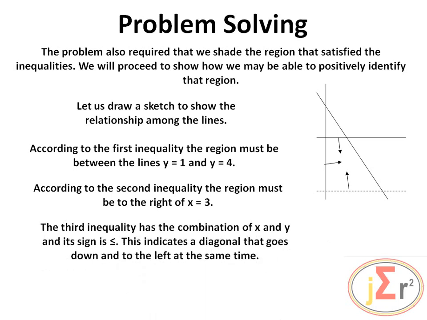The third inequality has the combination of x and y, and its sign is less than or equal to. This indicates a diagonal that goes down and to the left at the same time. So let us now shade the region. Of course, we realize that the region is in this particular area. So that's our region, nicely shaded, or shaded but not nicely.